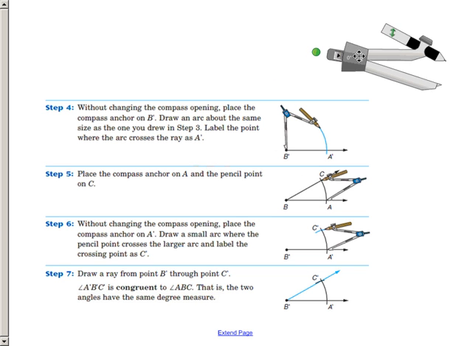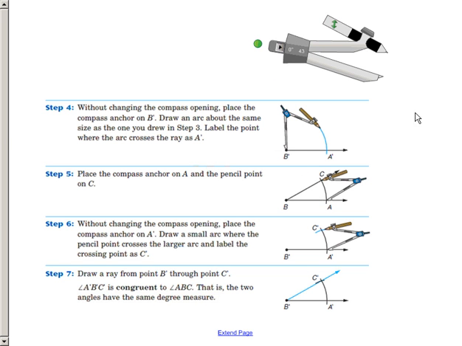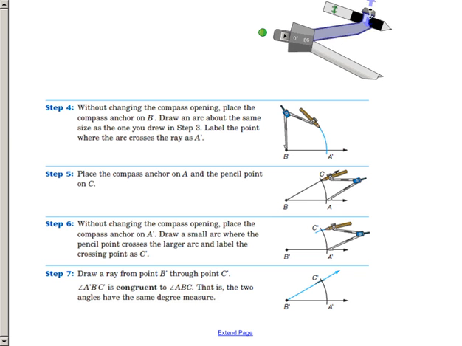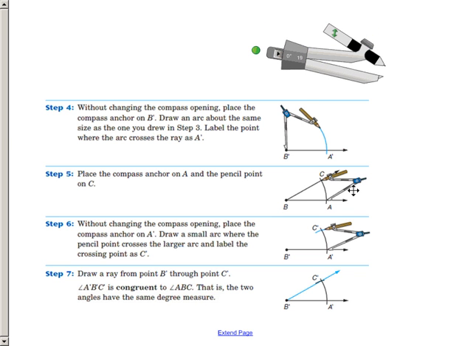And just by opening the compass, by placing the anchor, opening the compass, you are creating arcs that then will be combined to make that other ray. So that's one of the things that you'll be doing. You'll also be constructing a quadrangle.